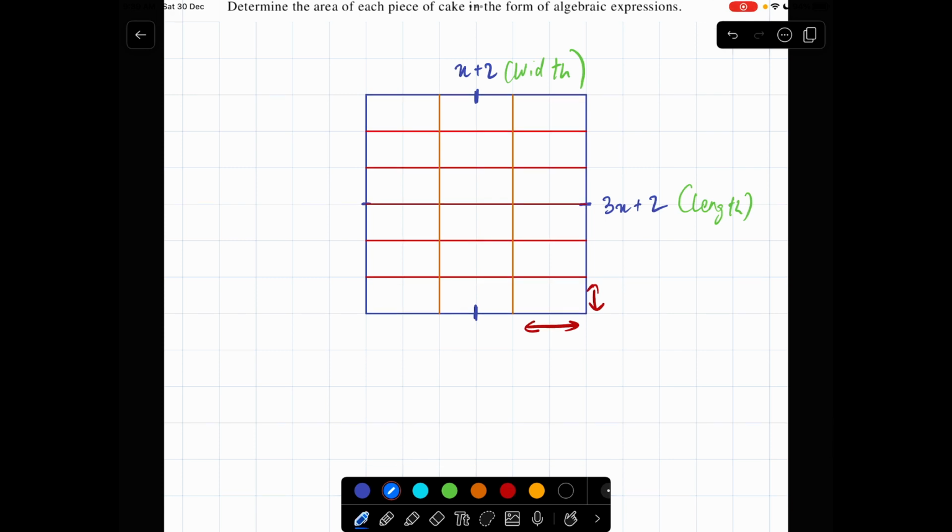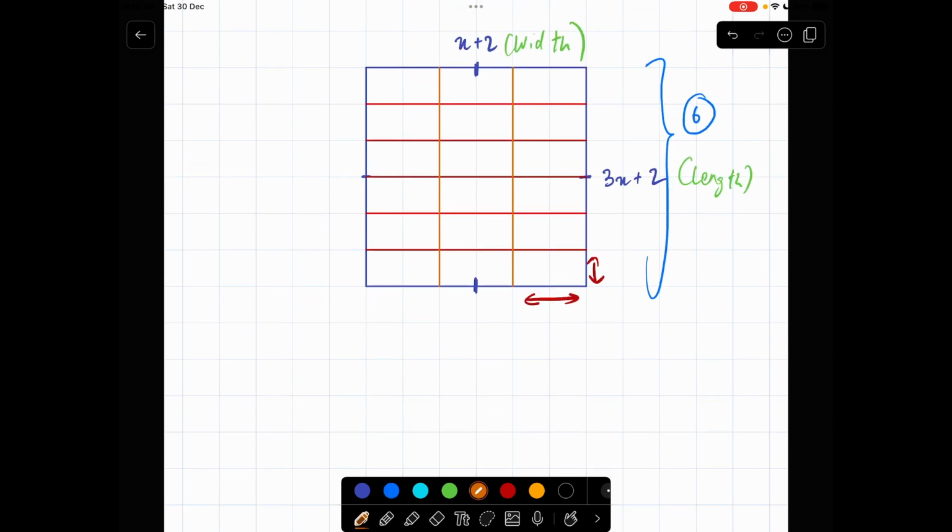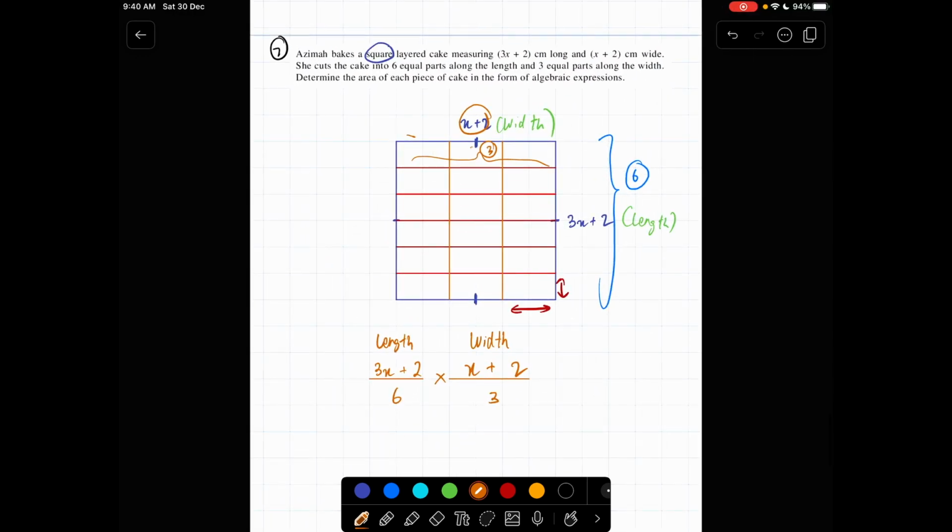So this has been cut into 6 parts. So which technically means 3x plus 2 divided by 6, multiplied, this is the length, then the width will be x plus 2 divided by the number 3. So x plus 2 divided by 3. This is how simple mathematics gets the moment you understand it.